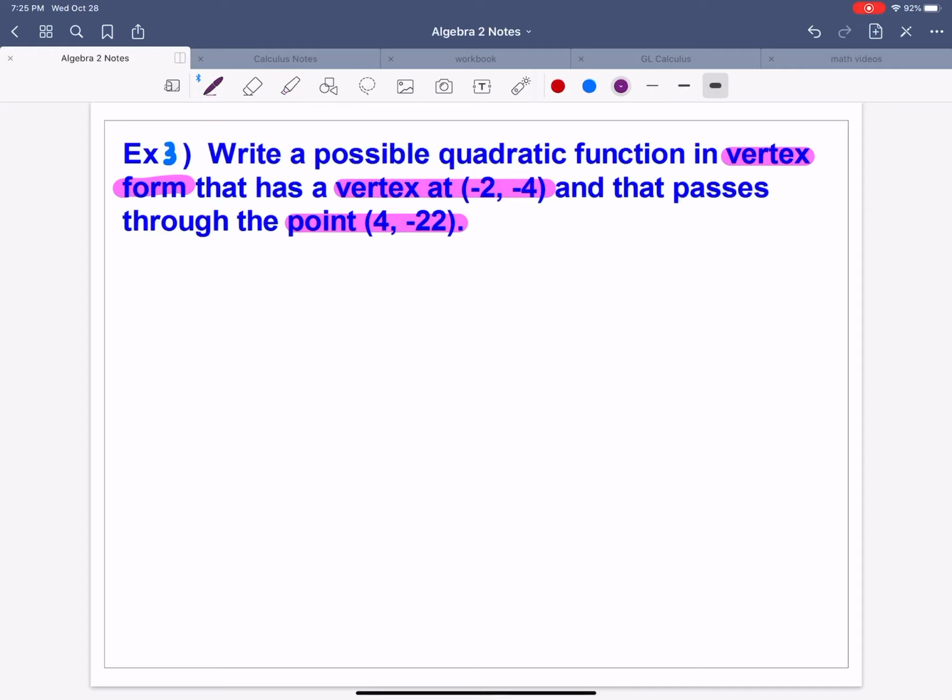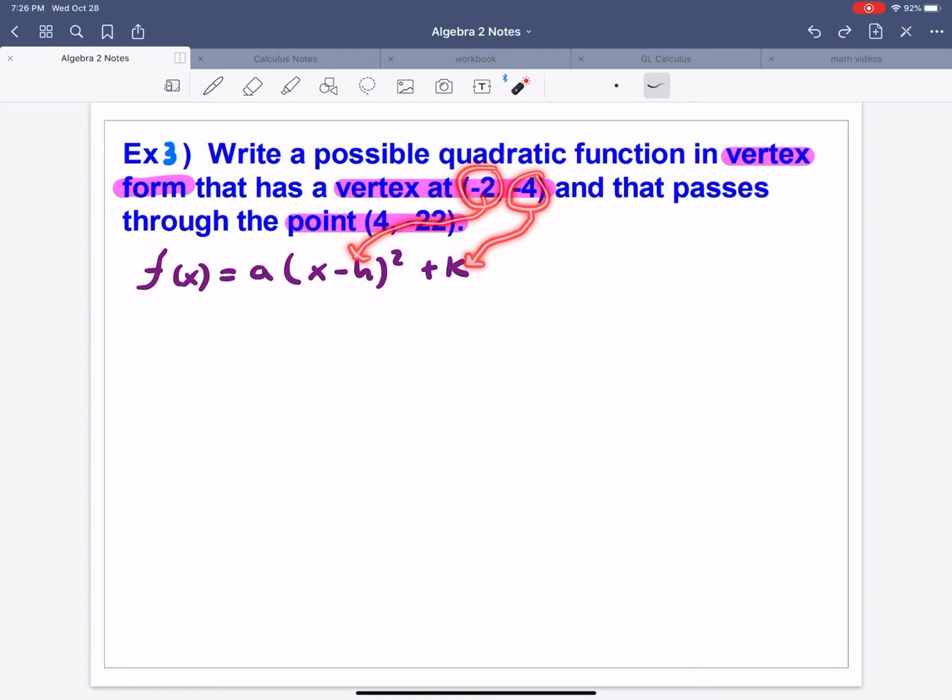So the first thing that you probably want to remember is, what does vertex form look like, okay? And I always start by writing this out so I can kind of have an idea of what I'm looking for, okay? Now, the whole beautiful part about vertex form is the vertex tells us the h value and the k value. So I can right now take this h value and plug it in for h, and I can take the k value and plug that in for k. So let's rewrite this and replace h and k.